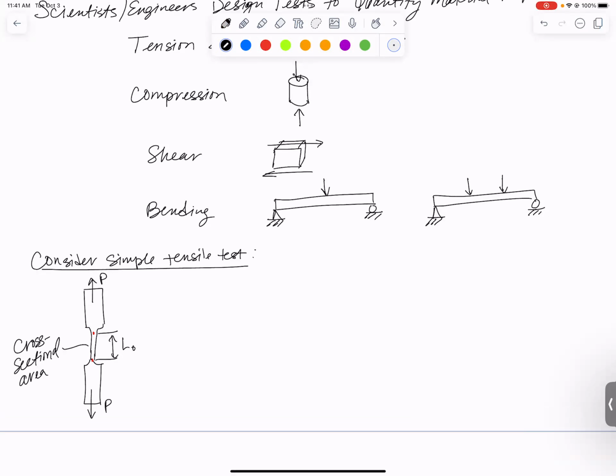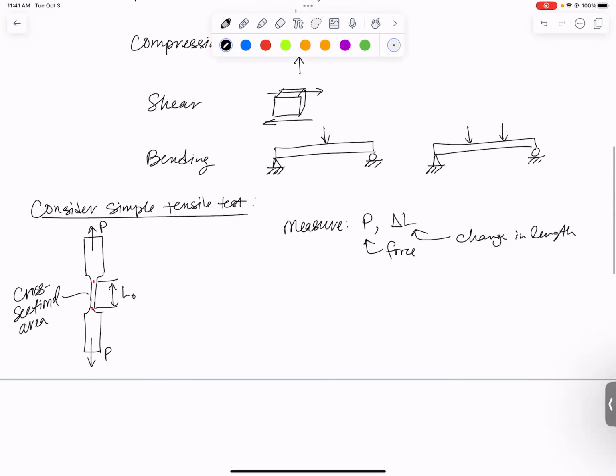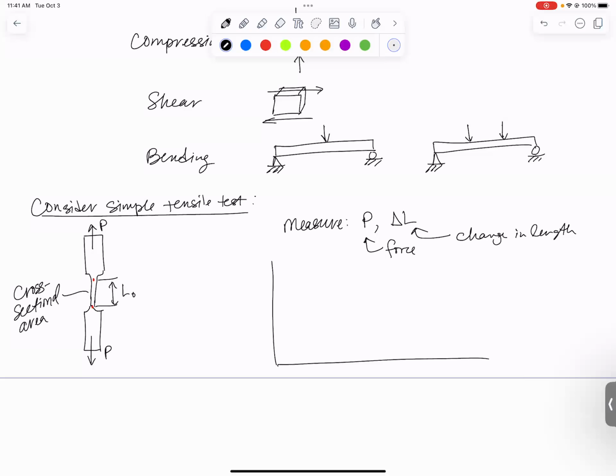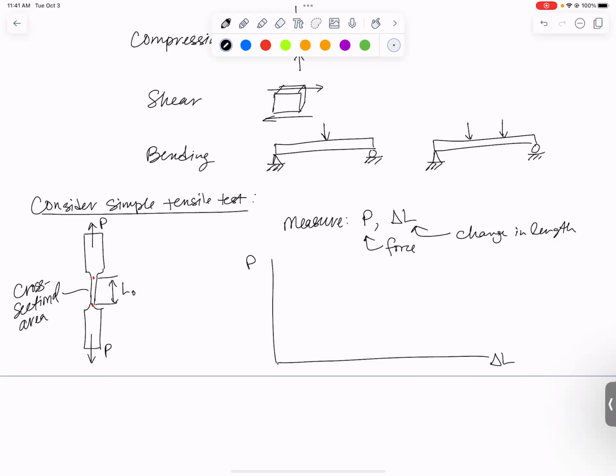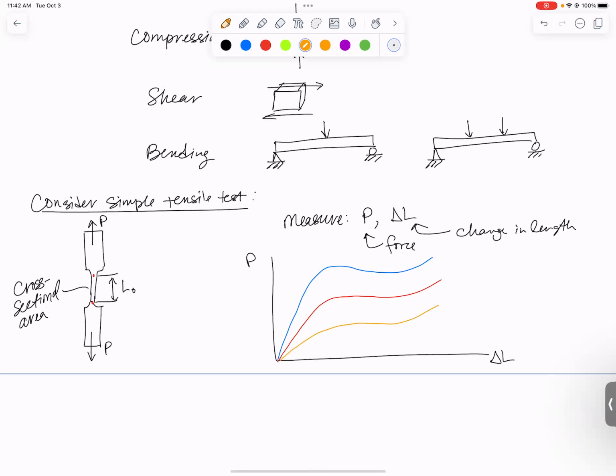Okay, so what we're going to measure in this test is P and the change in length. So we're measuring the force and the change in length. And if I do this for a bunch of different samples, P versus delta L, well, maybe one sample looks like this. And then maybe I test another sample that's a different size and it looks like this. And then another sample, it might look like this. And another sample might look down here like this.